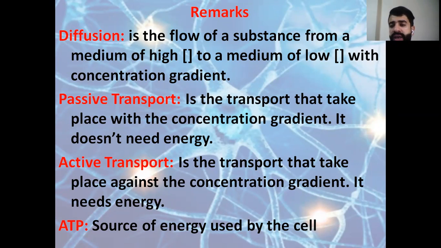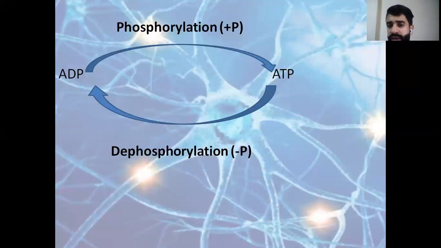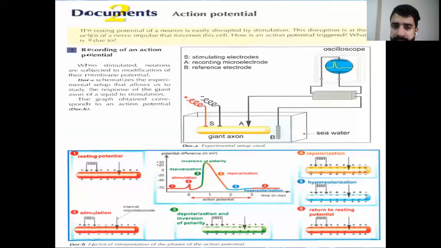So active transport, like in the case of the Na+/K+ pump, needs energy in the form of ATP, which is the source of energy used by the cell. ATP, adenosine triphosphate. So ADP upon phosphorylation, what is the meaning of phosphorylation? Adding a phosphate group. So ADP upon phosphorylation will lead to ATP. This is the source of energy. While dephosphorylation, what is the meaning of dephosphorylation? Removal of a phosphate group will lead to the appearance of ADP again.